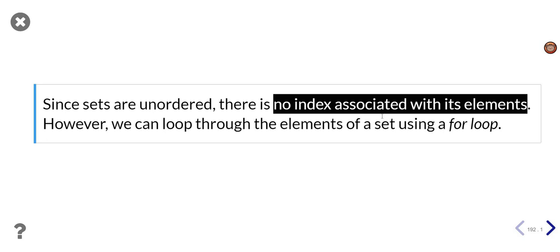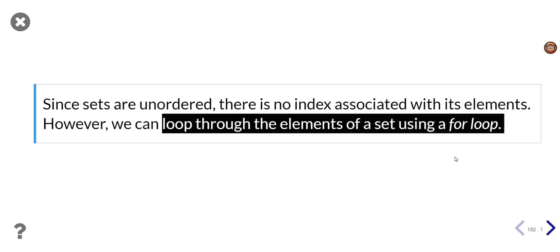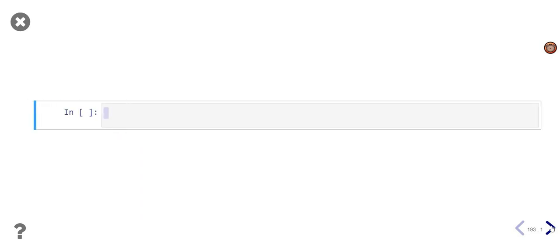It's like in a set, when you draw the set in maths, right? It's there, but it's not ordered. However, you can actually loop through the elements of a set by using the for loop, which means you can print out all the elements available in that set.